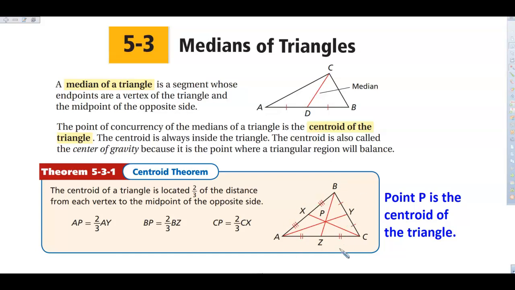So like if we look at this picture right here, we can see BZ is a median because Z is a midpoint. We can see X is a midpoint. We can see Y is a midpoint. So all of these segments are medians.